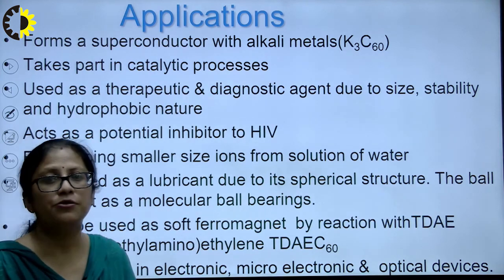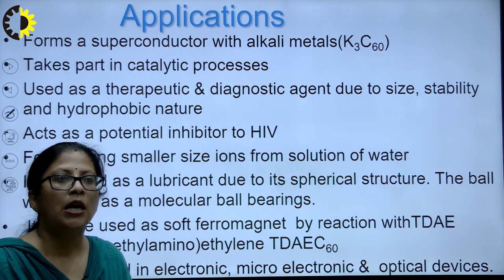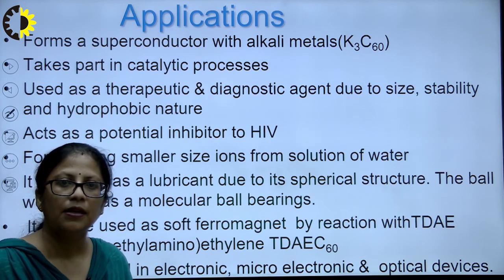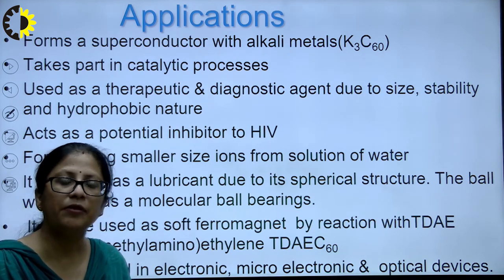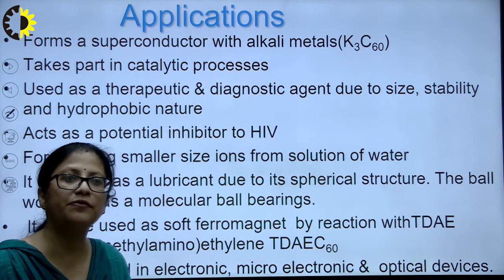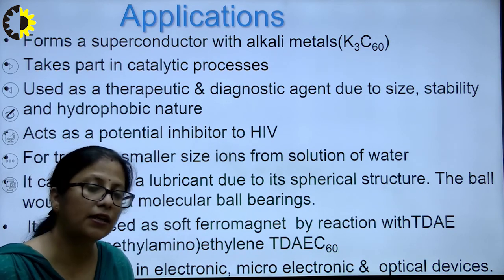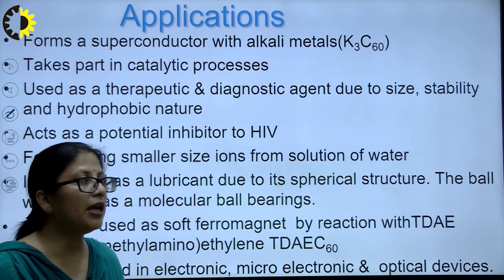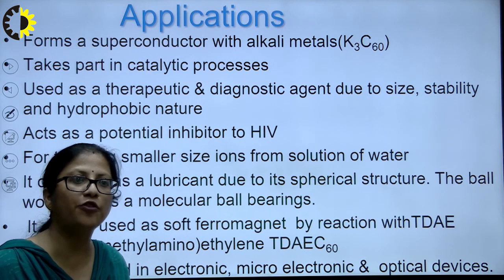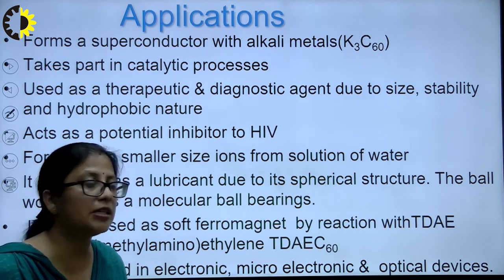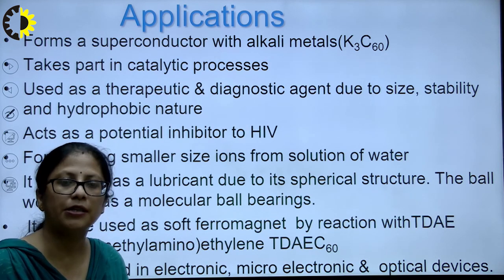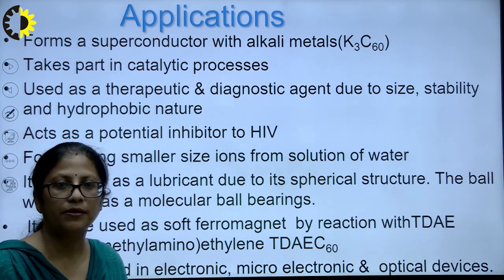Coming to the applications of fullerene, it forms a superconductor when mixed with alkali metals. For example, K3C60 has been formed. Superconductors can be made by addition of alkali metals to these fullerenes. They take part in catalytic processes. Due to their size, stability and hydrophobic nature, they are used as therapeutic and diagnostic agents also. They act as a potential inhibitor to HIV virus.